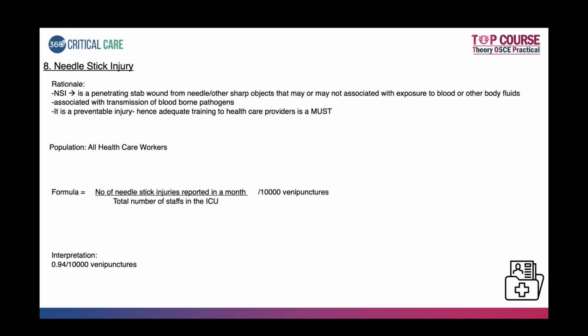So that is the basic formula for this. And here you take it per 10,000. For SMR it was 100. For the rest of the other 6 parameters we spoke about, it was 1000. For this, it will be 10,000. So the interpretation is 0.94 per 10,000 needle punctures. So that is the benchmark.